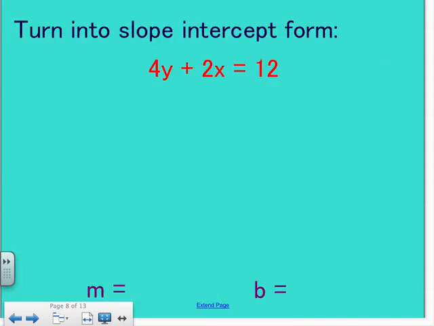All right, so if your equation is not in slope-intercept form, it pays to turn it into it because it is so much easier to graph that way, okay? So remember, slope-intercept form is the form of y equals mx plus b. So y needs to be by itself, x needs to be on the other side, okay? So right now, y is definitely not by itself.